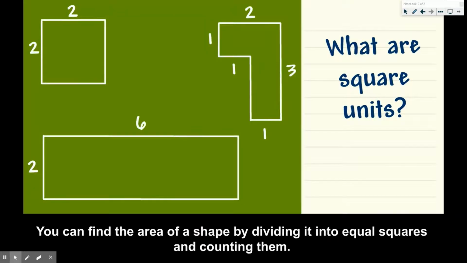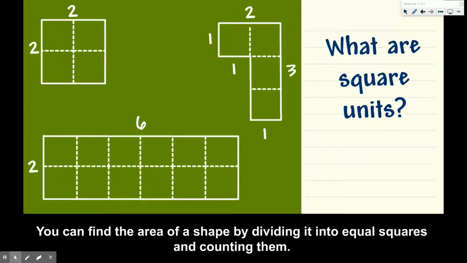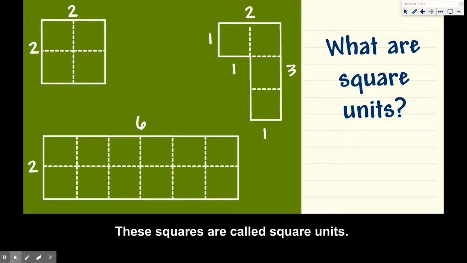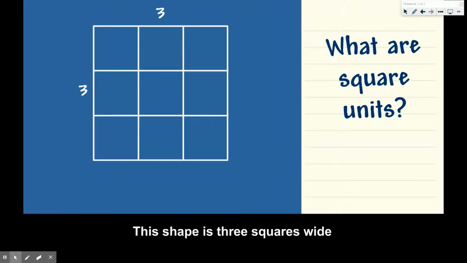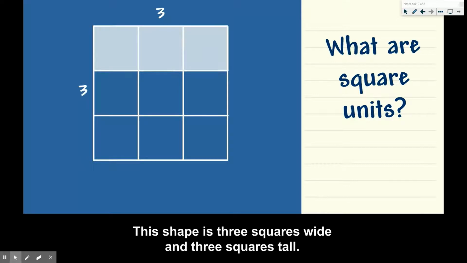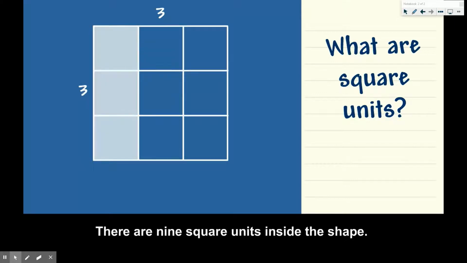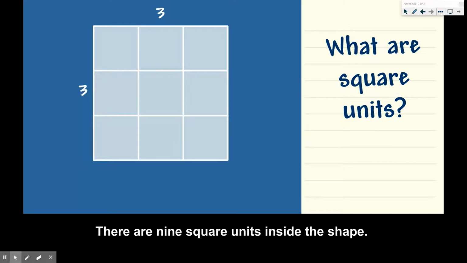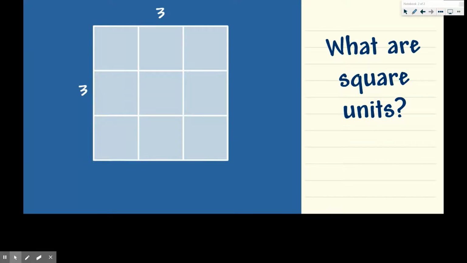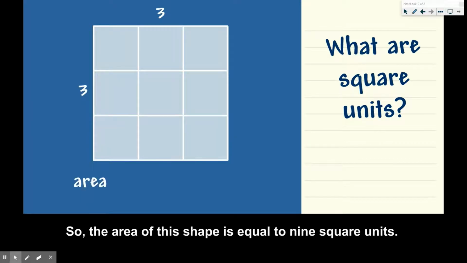You can find the area of a shape by dividing it into equal squares and counting them. These squares are called square units. The shape is 3 squares wide and 3 squares tall. There are 9 square units inside the shape. So the area of this shape is equal to 9 square units.